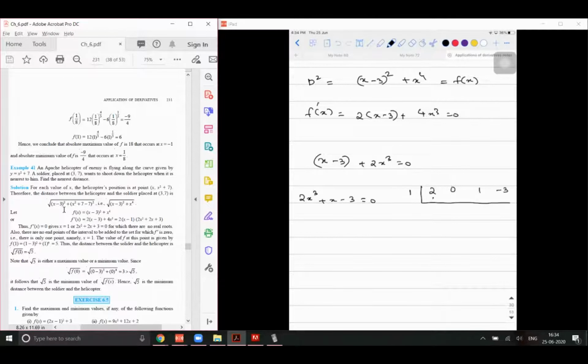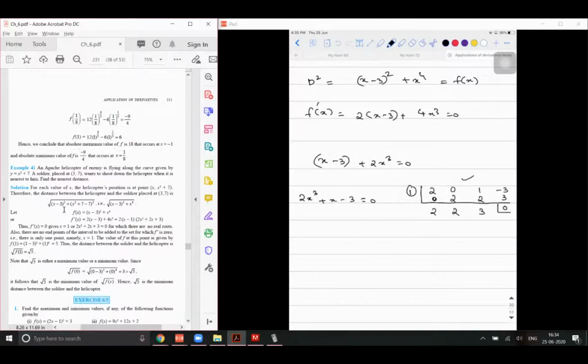Always start with a 0 here. Then you need to add these two. So unlike the normal division, here you are going to add the values. So 2 plus 0 is going to be 2. Now multiply. 1 into 2 is going to be 2. Now 0 plus 2 will be 2. Again 1 into 2 is going to be 2. 1 plus 2 will be 3. 1 into 3 will be 3. And the last term should give you a 0, provided you have divided with the perfect root.